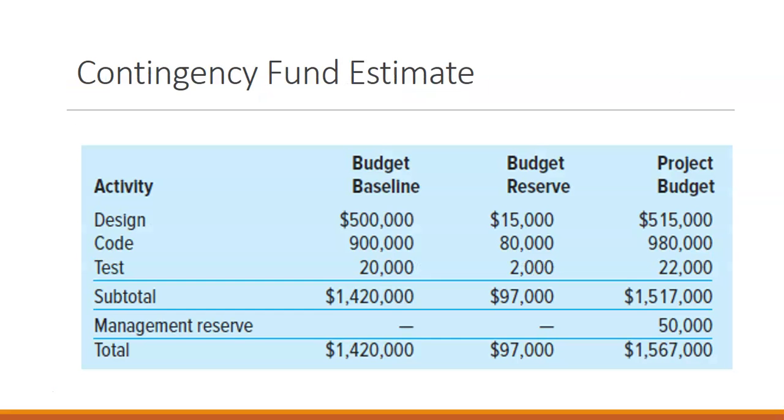So when we're looking at this contingency fund estimate, we have a budget baseline, the budget reserve, and the total project budget. That budget reserve is available for any cost overages that happen just in normal risk management. The management reserve is designed for those unknown risks that come about, where the manager needs to make decisions about releasing the reserve or not.